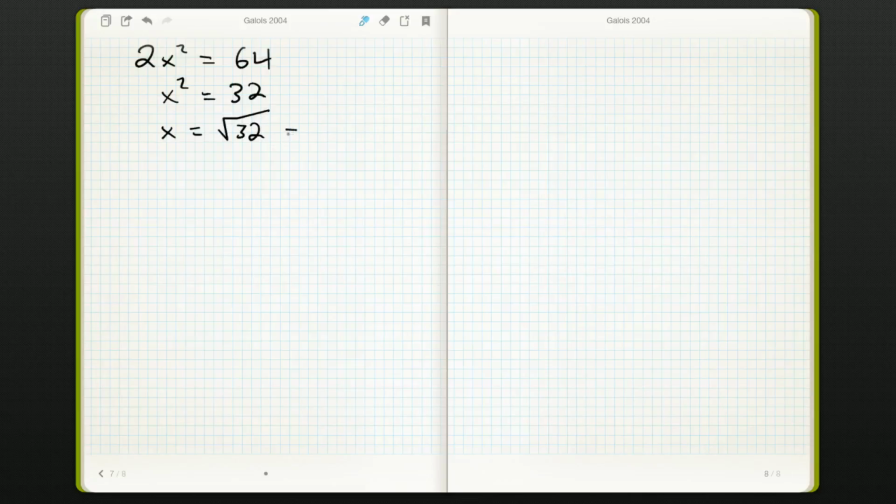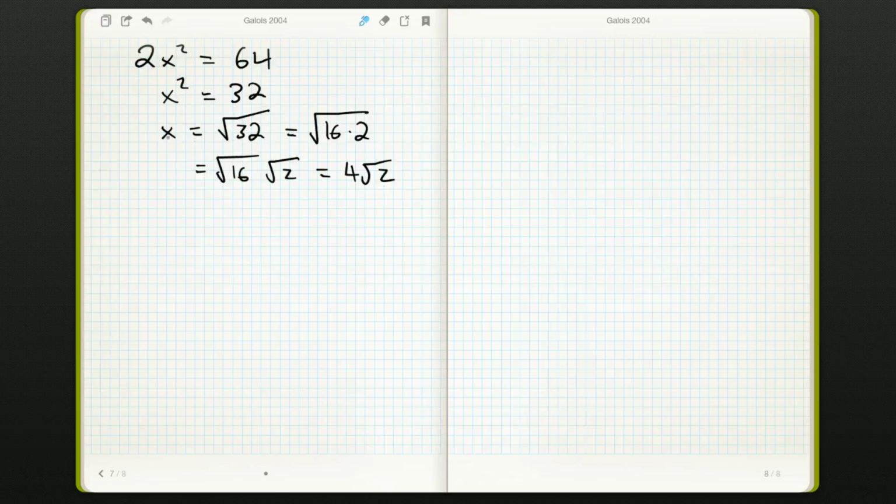I wouldn't leave it like that, because there's a 16 in there. And the square root of 16 is 4. So I'd say something like 4 root 2. Root 32 is fine. I like getting as small a number under the square root sign as possible. So I like bringing out as many integer factors as I can.